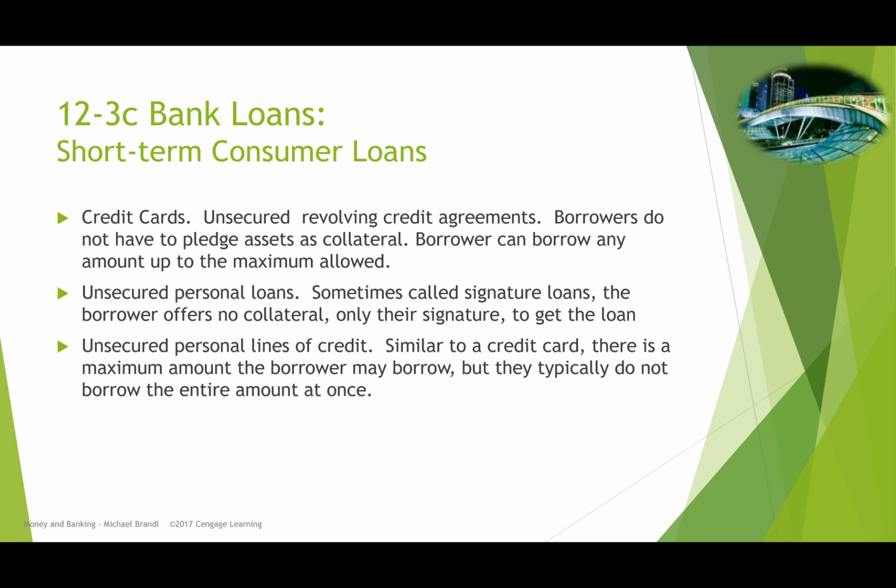Unsecured personal loans, these are sometimes called signature loans. The borrower offers no collateral either, only their signature to get the loan. Oftentimes banks will do this as long as you have other assets, and if you look at the paperwork, it'll say that you have to sell the other assets if you lose your job or in a bad situation. So they want to make sure they get paid back. There are usually clauses in the loan which make sure the bank doesn't end up out of pocket.